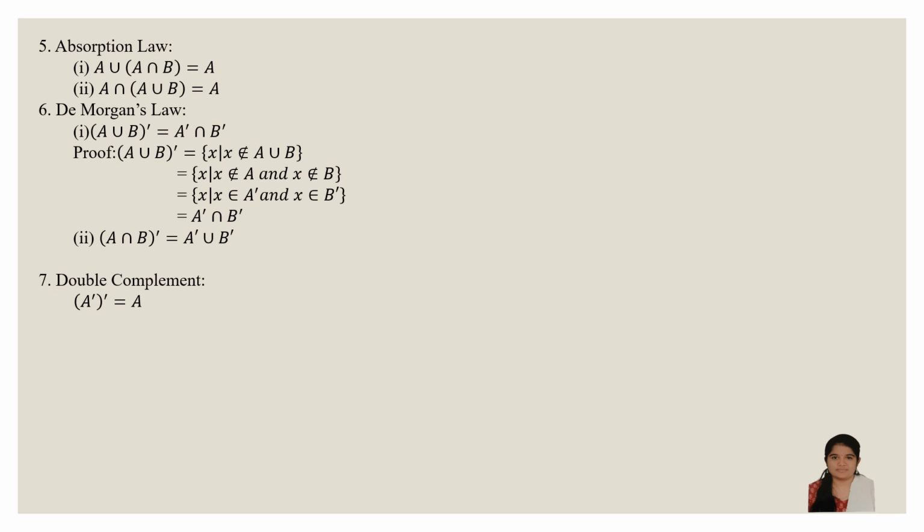Absorption law. What does absorption law mean? Absorption law says A union of A intersection B is equal to A itself. Means what? A intersection B kya hoga? Dekho. Suppose A's elements are given as 1, 2, 3. B's elements are given as 2, 4 and 3. Okay. So what will be A intersection B? A intersection B is only the common elements. Common elements kaun se hai? 2 and 3 are the common elements.